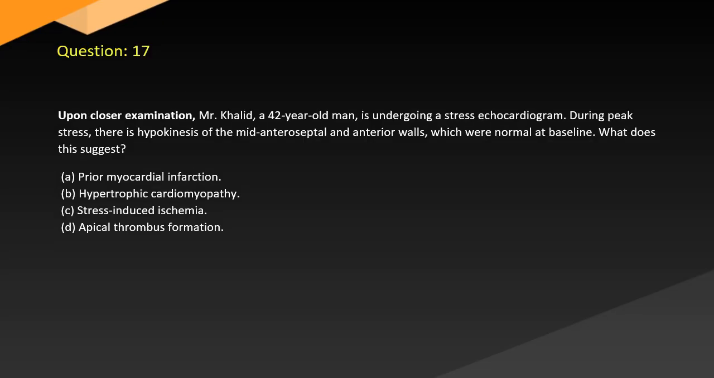Question 17. A 42-year-old man is undergoing a stress echocardiogram. During peak stress, there is hypokinesis of the mid-inferoseptal and anterior walls, which were normal at baseline. What does this suggest? A. Prior myocardial infarction. B. Hypertrophic cardiomyopathy. C. Stress-induced ischemia. D. Apical thrombus formation.